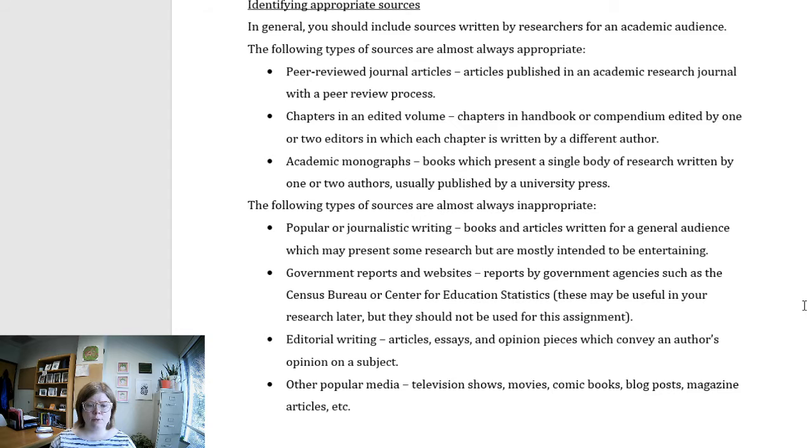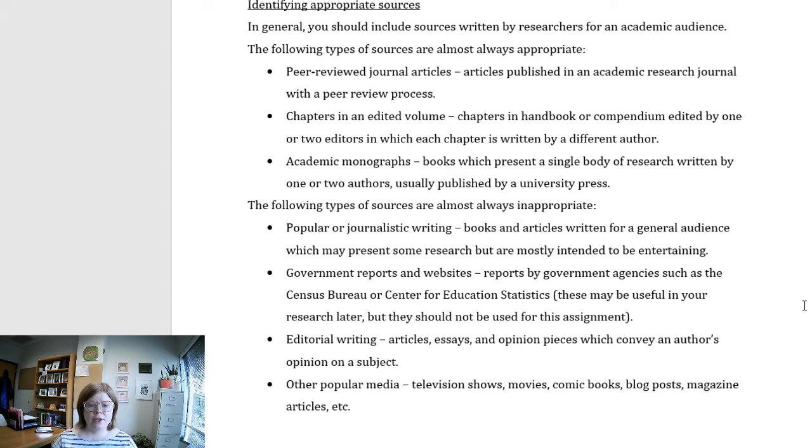Government reports and websites. So these are fine places to get information that you can use in your research. It's fine to learn from these reports and agencies, but we don't consider them academic. Please don't include them in your annotated bibliography.